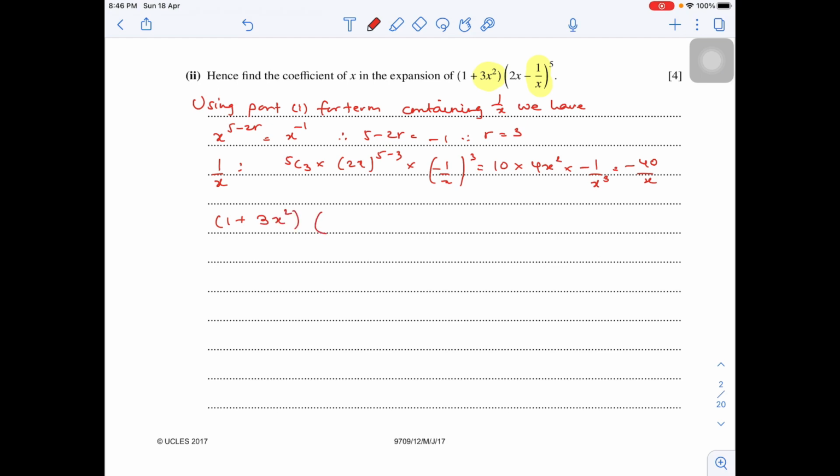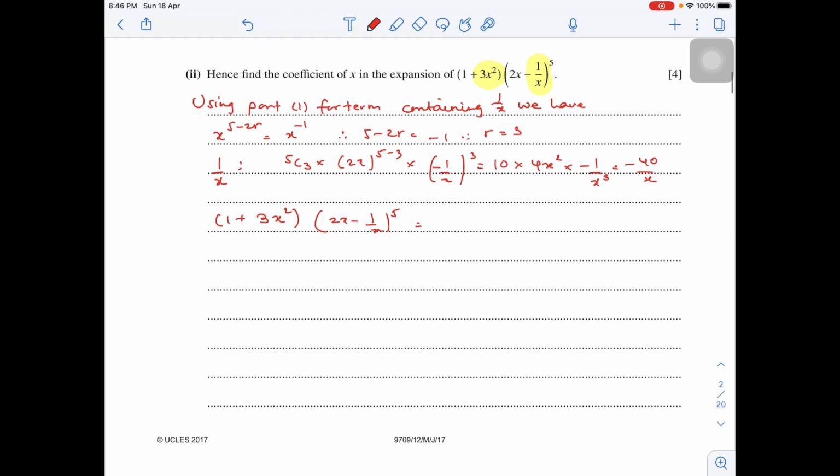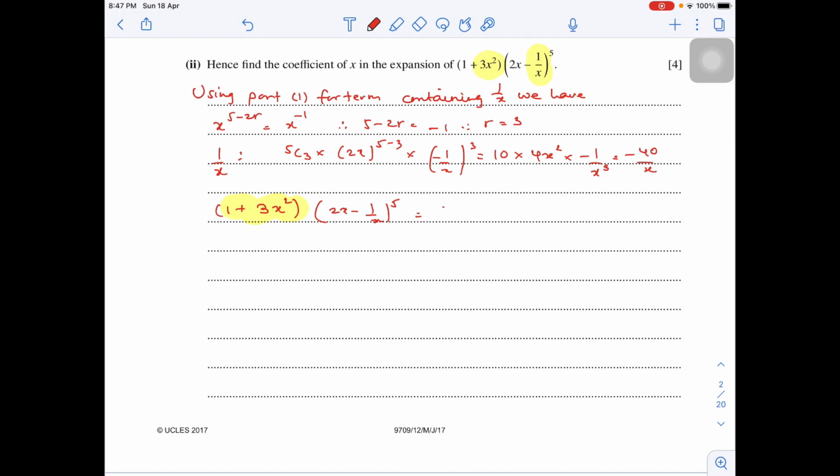Now (1 plus 3x squared) times (2x minus 1 over x) to the power 5 is, now I'm just writing the terms with x and 1 over x, so that it will multiply with the previous terms, giving me the required answer. So I'm writing (1 plus 3x squared)(80x minus 40 over x).